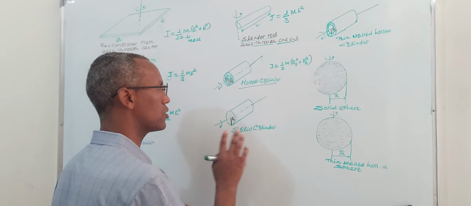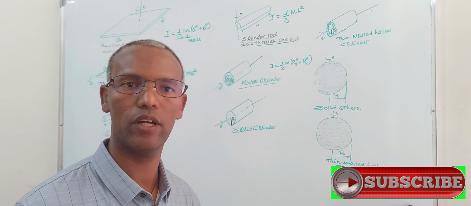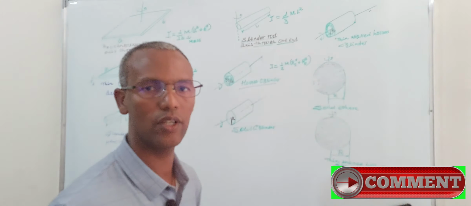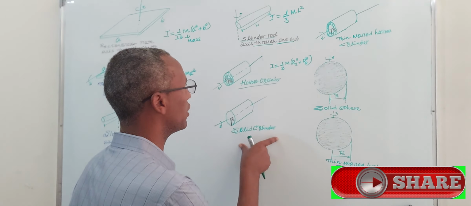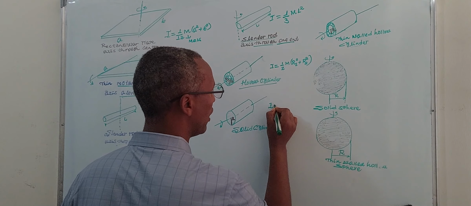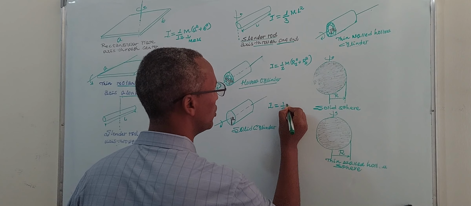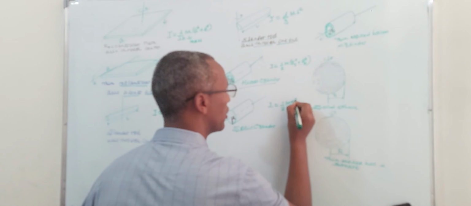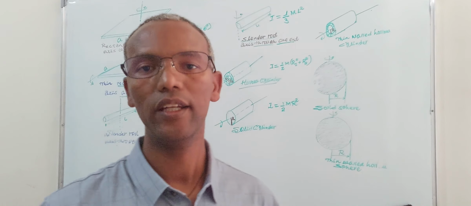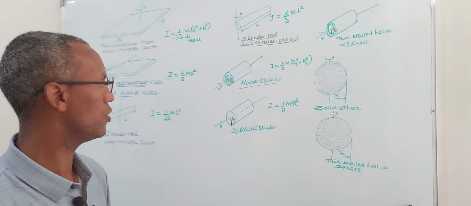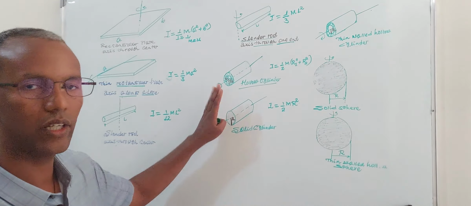This is basically a solid cylinder. Like I said, maybe I will share a PDF with you. Feel free to let me know in the comment section. So to find the moment of inertia for this solid cylinder, you can use I equals 1 upon 2 m r square. That is how you find the rotational inertia for a solid rigid body. That is it for this rigid body.